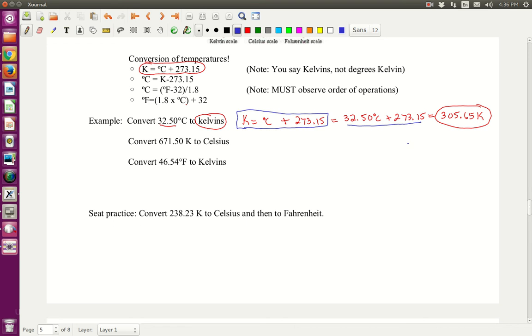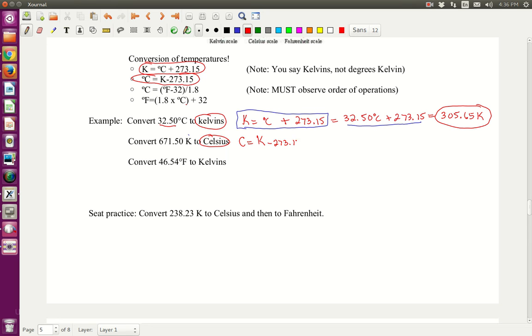This is the answer for the first one. Now let's check the second one. Convert kelvins to Celsius. All right, so now Celsius is my final value, so I'm going to use this one because kelvins is involved. I'm going to write the formula first. That's the first step in doing the question.